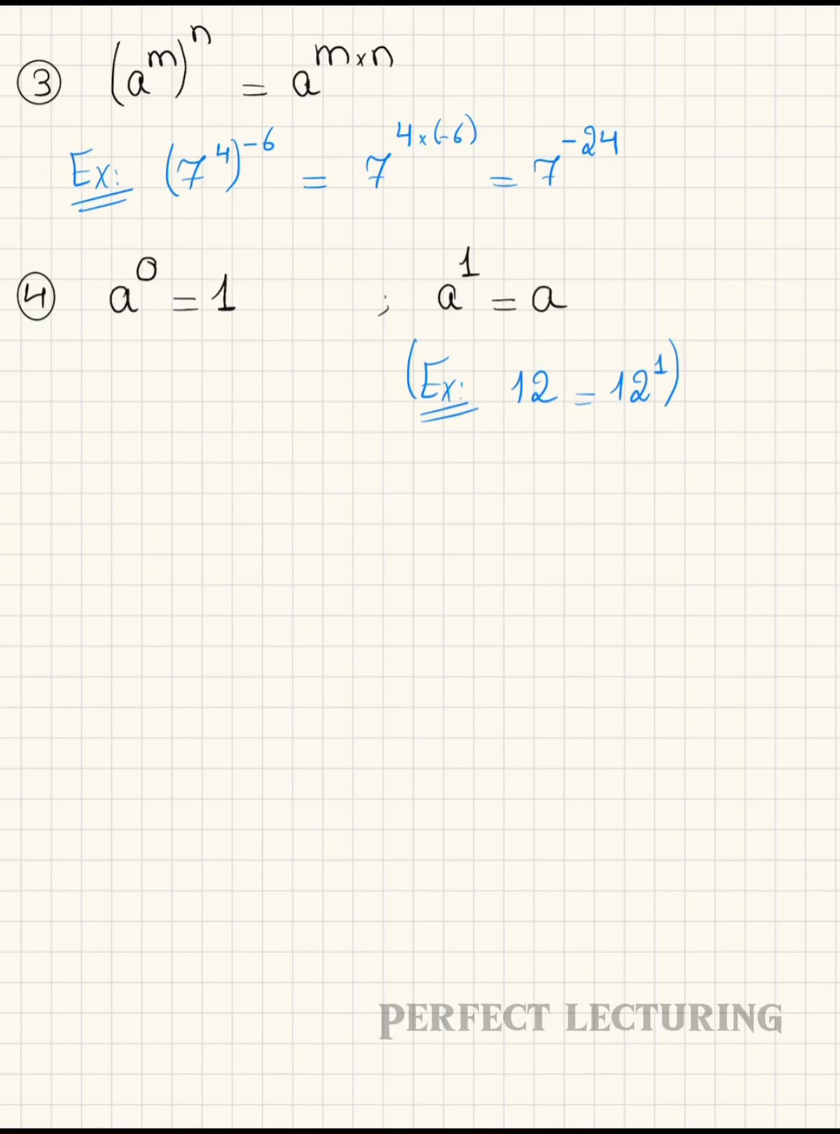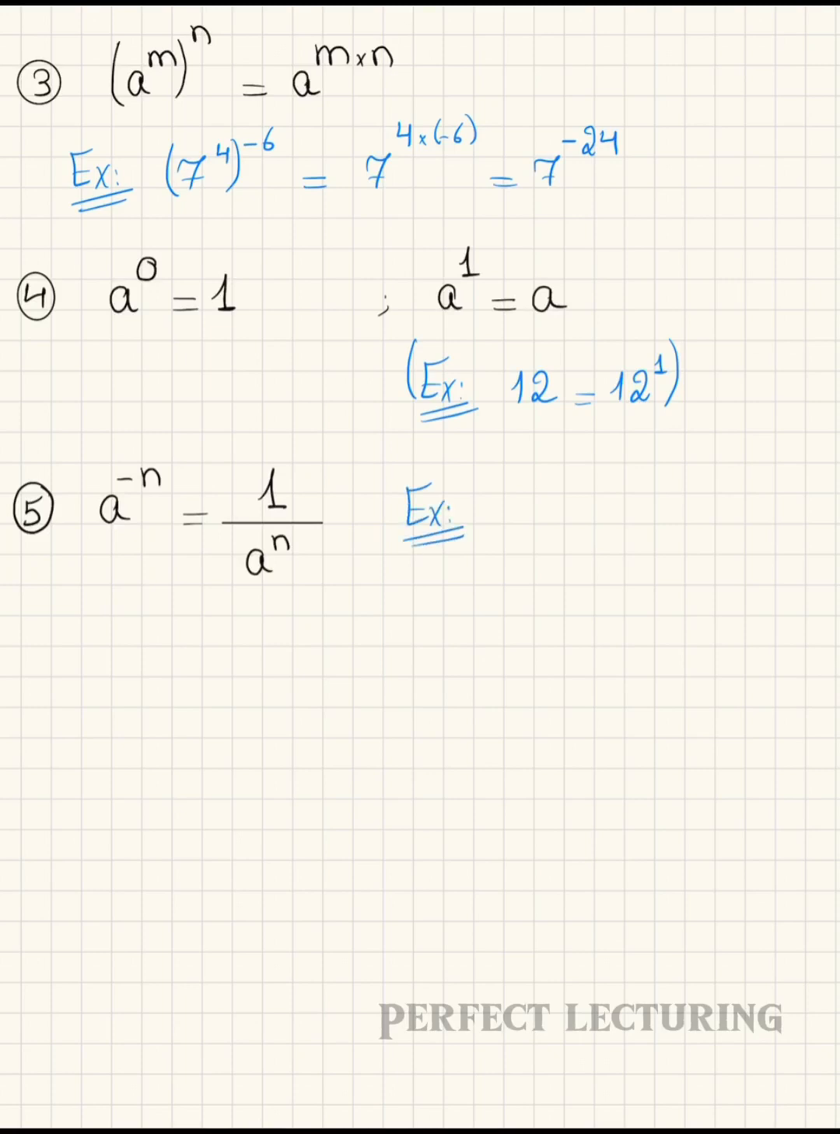Next formula. If you have a number with a negative exponent, and let us say you want to get rid of this minus, can I do that? Yes. That is equal simply to 1 over a to the power of n. So whenever you have a minus in the exponent, in order to get rid of the minus, I can just move it from the top to the bottom or vice versa. To make it more clear, let me give you a couple of examples.